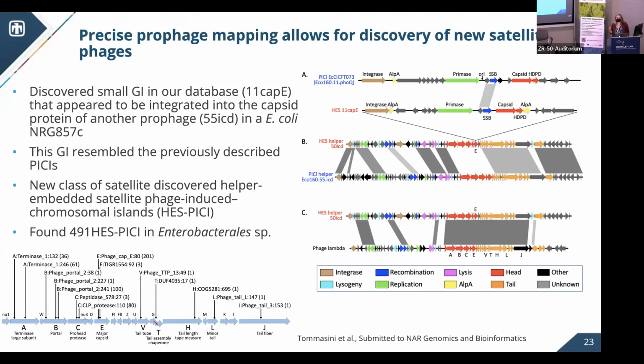And we have some data that shows that the entire motif, or the whole 60 kb genomic island, induces together, and then the satellite induces out of that, leaving behind the full phage genome.